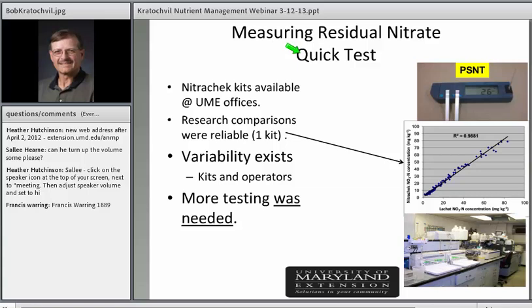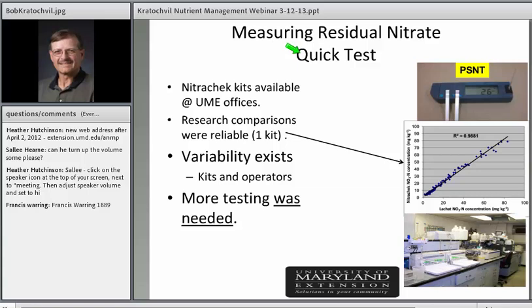All right, there was also a desire to develop a quick test. The soil sample being sent to a lab sometimes means there's going to be some time before you get those results back. And as many of you know, planting wheat in the fall frequently happens within just a few days after the corn is harvested. So there was a need to develop a quick test, and so we evaluated the nitrate kits that are available in all the UME offices.